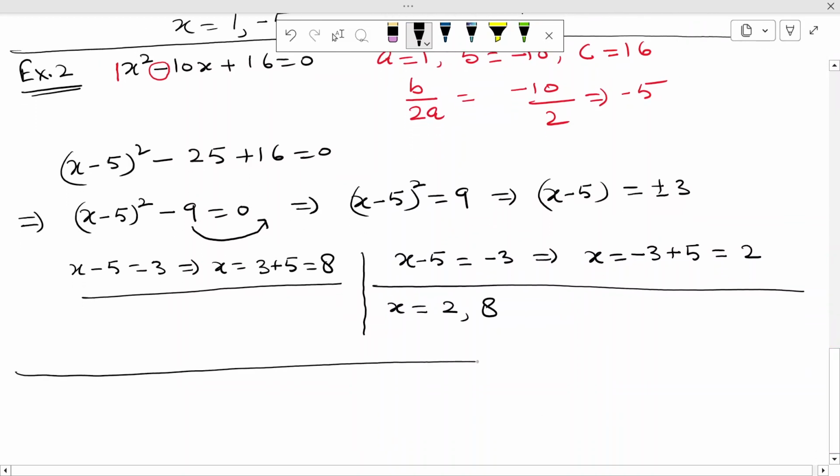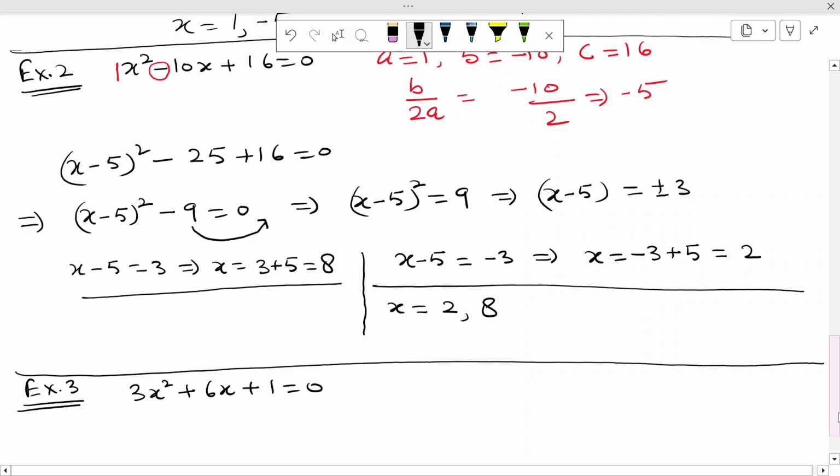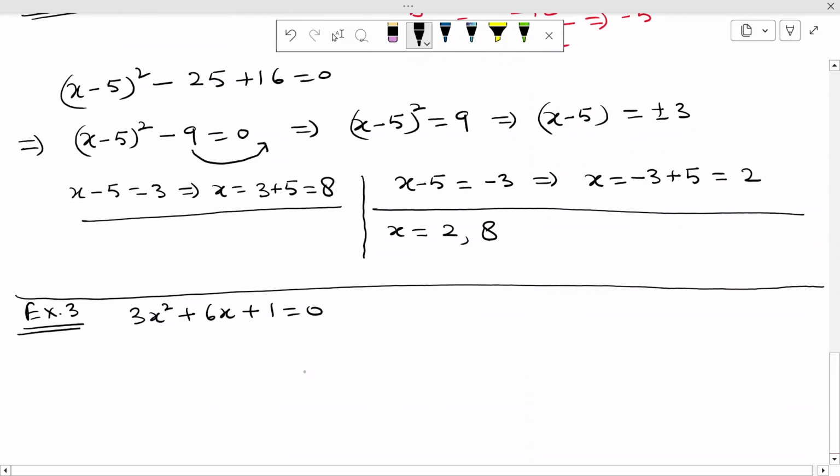So before we end, let us consider one more example. So example number 3. Here we are having 3x square plus 6x plus 1 is equal to 0, and we have to solve this quadratic equation with the help of the method of completing the square.